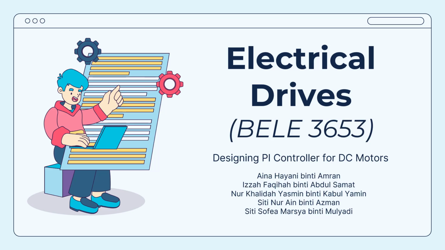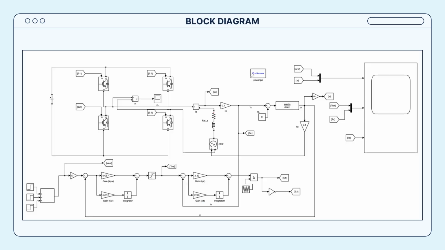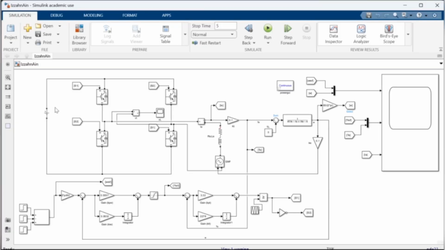Assalamualaikum and hi everyone. So this is a video on how to design a PI controller for DC motors. So basically this is the overall block diagram for this system.